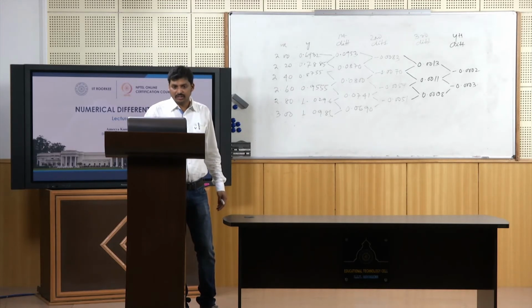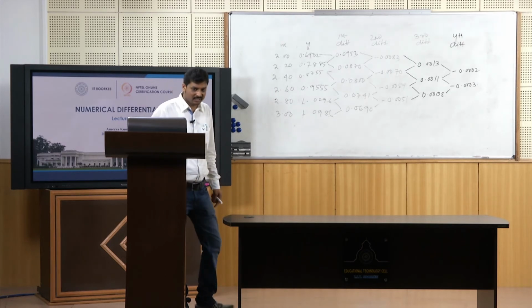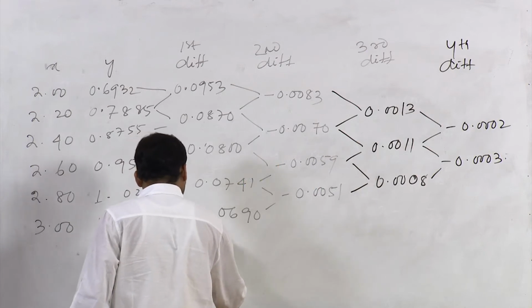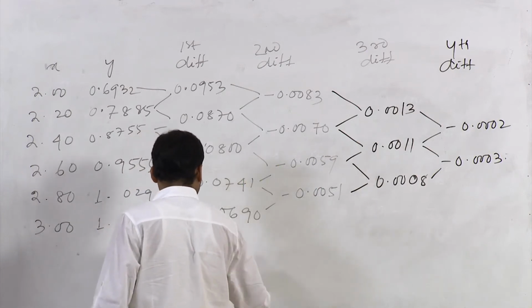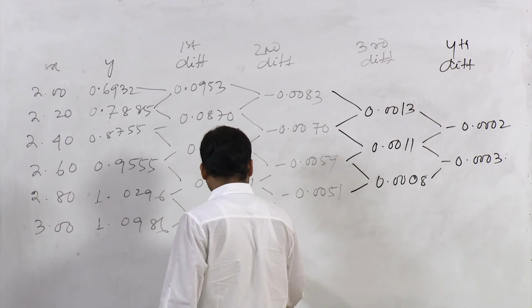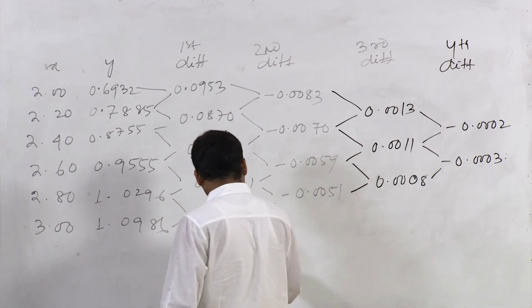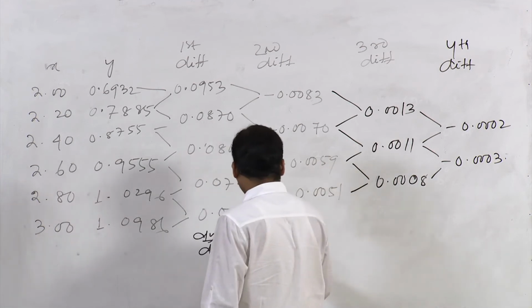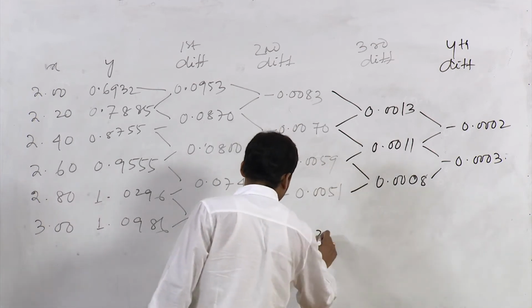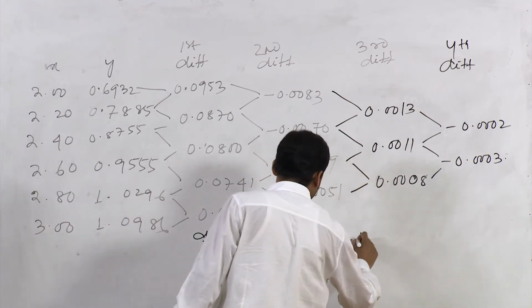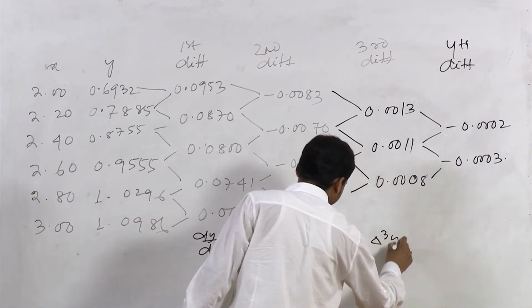So, if we use up to third differences, we can write this formula dy by dx as 1 by h, first term delta y0, minus half delta square of y0 plus 1 by 3 delta cube of y0.